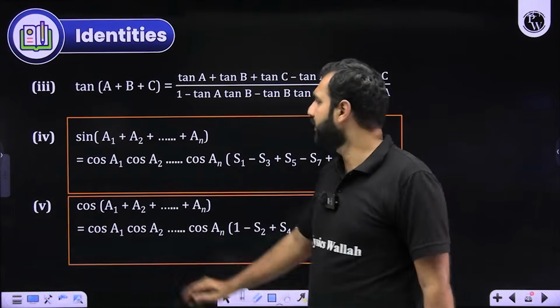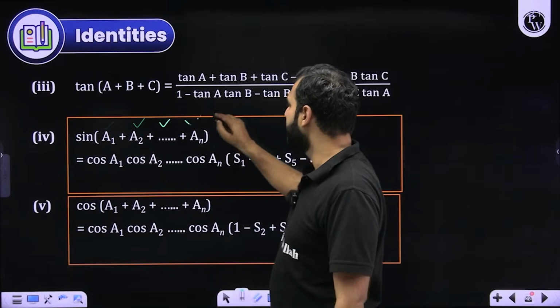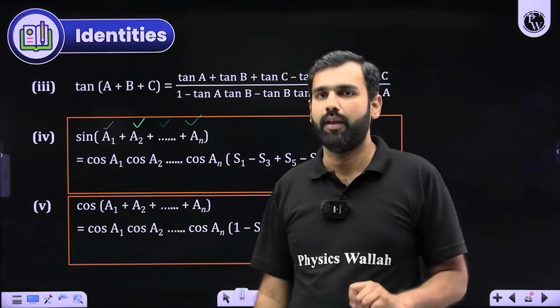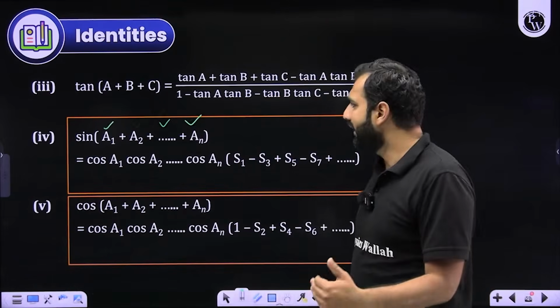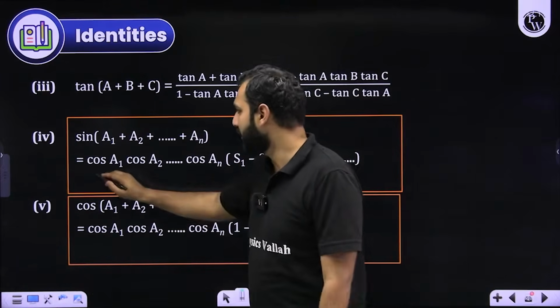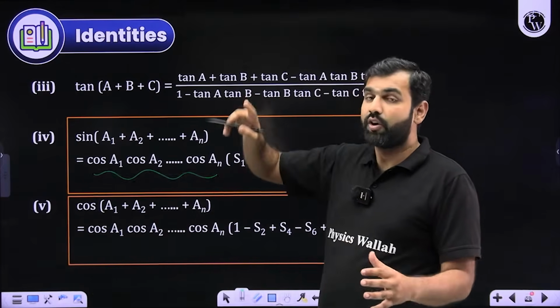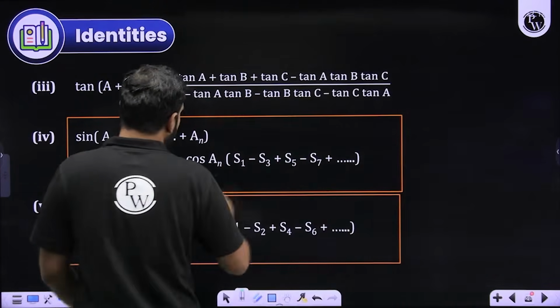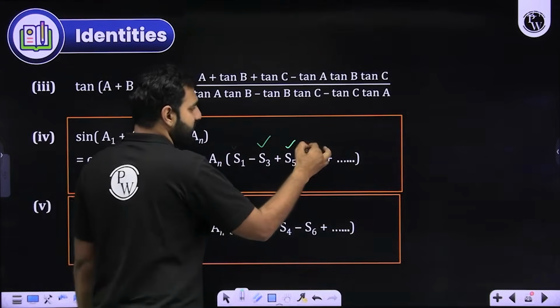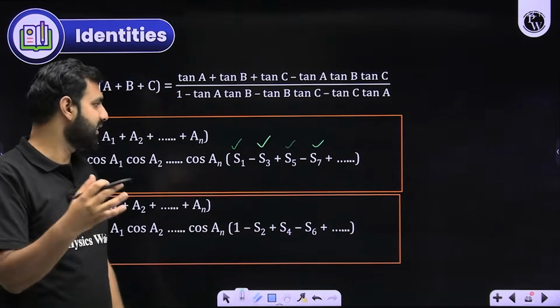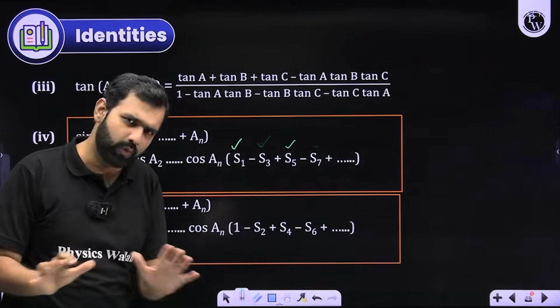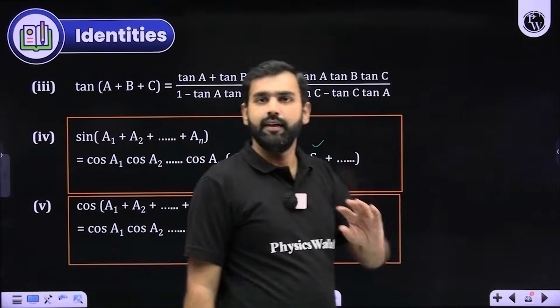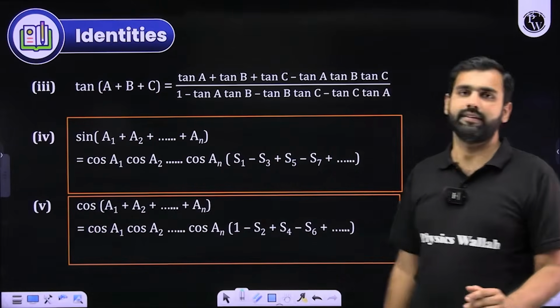For example, I'm given sin(A+B+C+D), up to n angles. How do we do that? First of all, take cosine of all these ratios and take the product of them. So cos A1, cos A2, cos A3, up to all the angles, times S1 minus S3 plus S5 minus S7. Now what are S1, S3, S5, S7? I'll talk about that later. Don't worry about it. Let us write it like this. This is the formula for this.